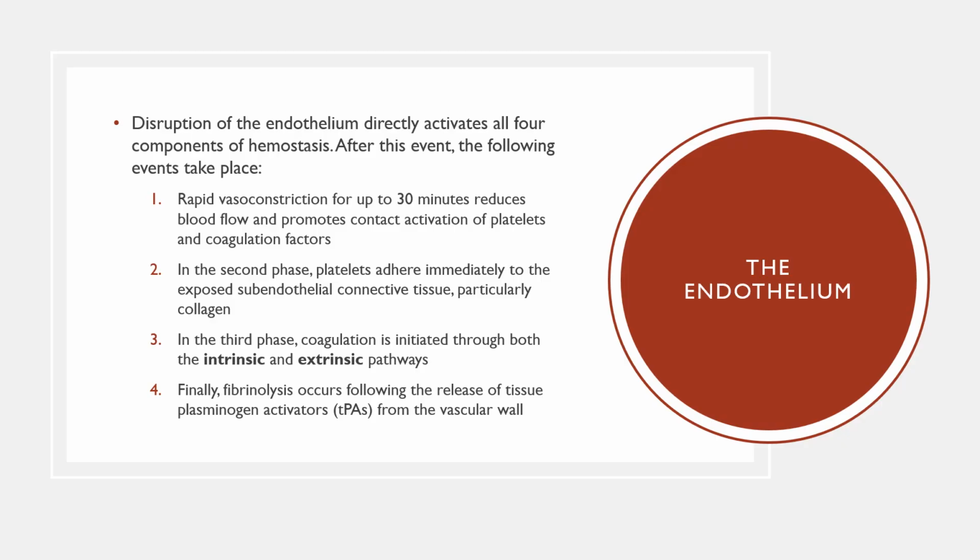Once we have disruption of that endothelium, it directly activates all 4 components of hemostasis. So interesting, right? After this event, the following events take place. Rapid vasoconstriction for up to 30 minutes, which reduces the blood flow and promotes contact activation of platelets and coagulation factors. So primary and secondary hemostasis.